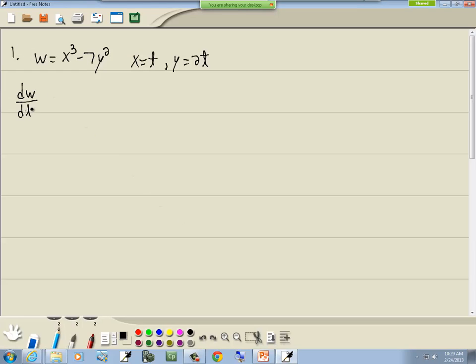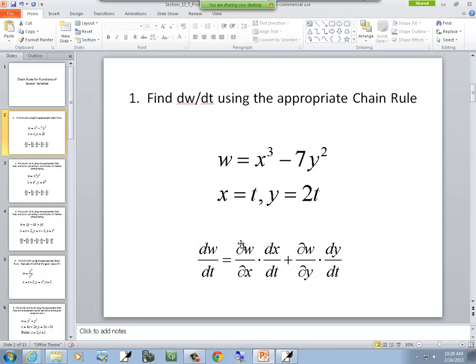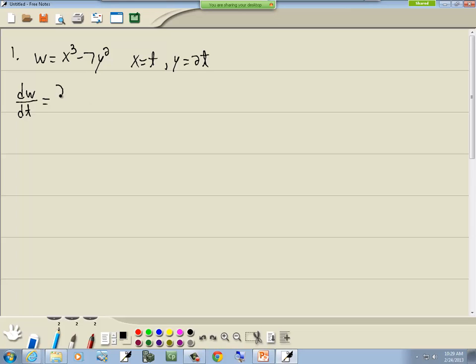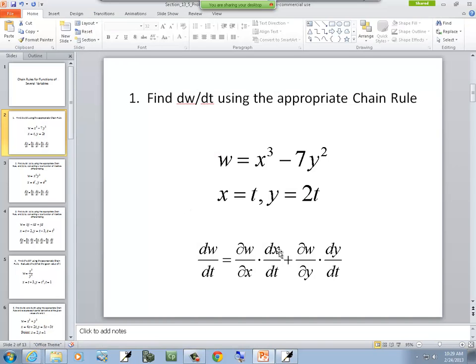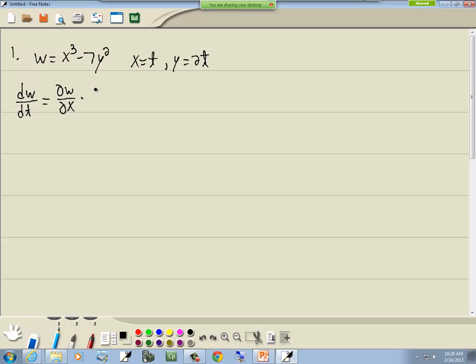So let's examine what the chain rule looks like. We take the partial of w with respect to x, times the derivative of x with respect to t, plus the partial of w with respect to y, times the derivative of y with respect to t.